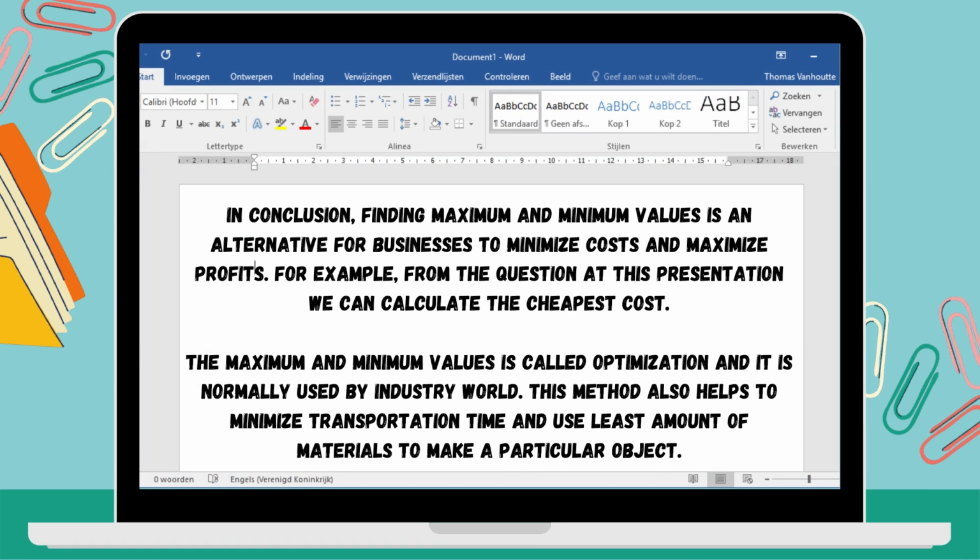In conclusion, finding maximum and minimum values is an alternative for businesses to minimize costs and maximize profits. For example, from the question in this presentation, we can calculate the cheapest cost. Finding maximum and minimum values is called optimization, and it is normally used in industry work. This method also helps to minimize transportation time and use the least amount of materials to make a particular object. That's all from me.